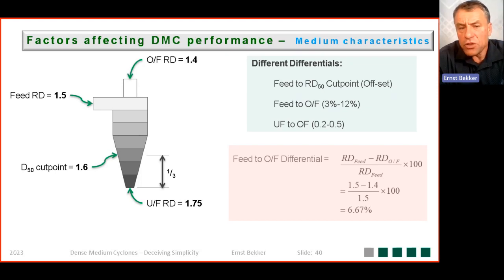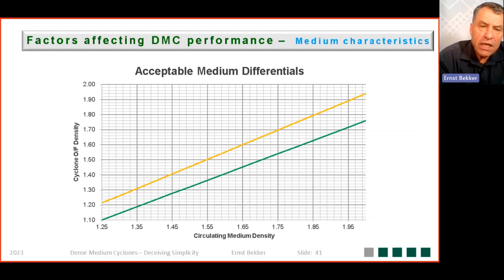And if the answer is then between 3% and 12%, the medium is deemed to separate acceptably within the dense medium cyclone. If we are below 3%, we are going into a viscosity region, and if we're above 12%, we're going into an instability region.